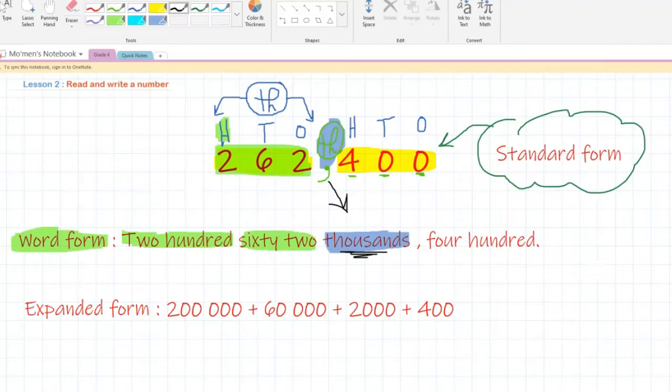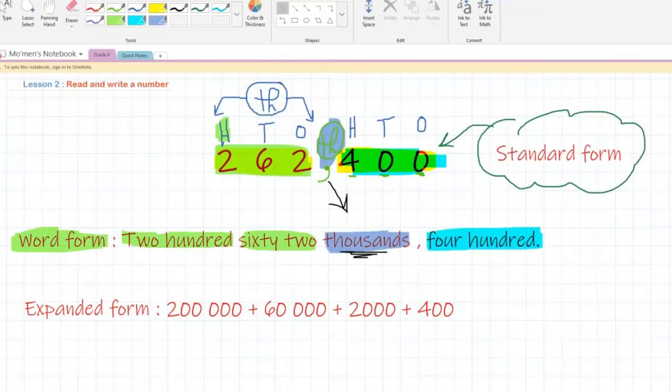Okay, the next one here, this number. So read it together, the 3 digits together. We have here 400. As we read it, write it. 400. Okay, that's about word form.